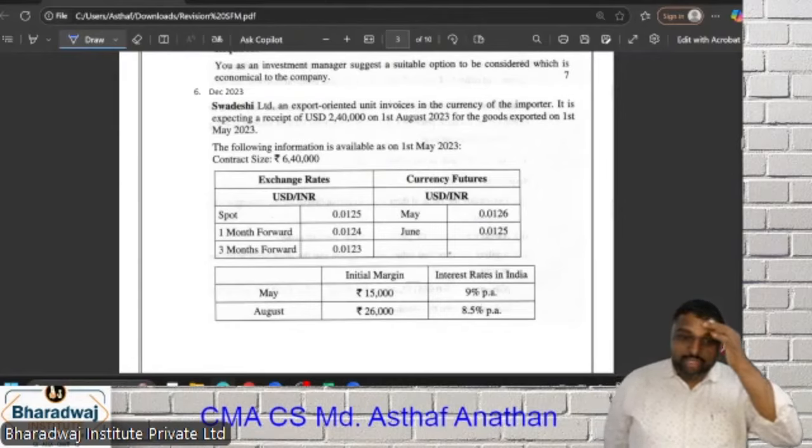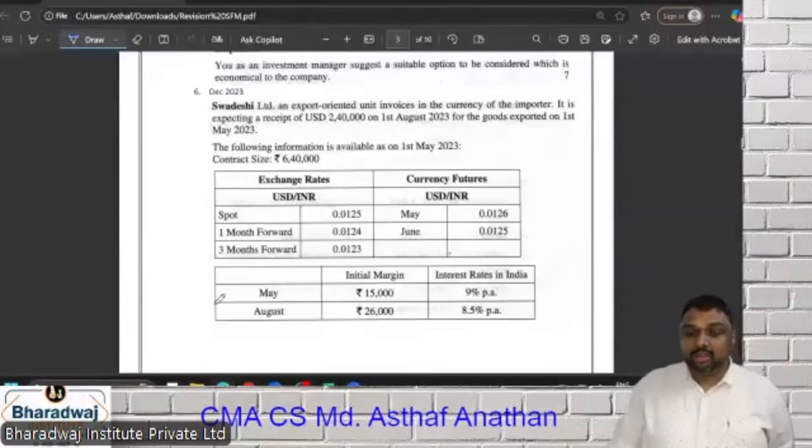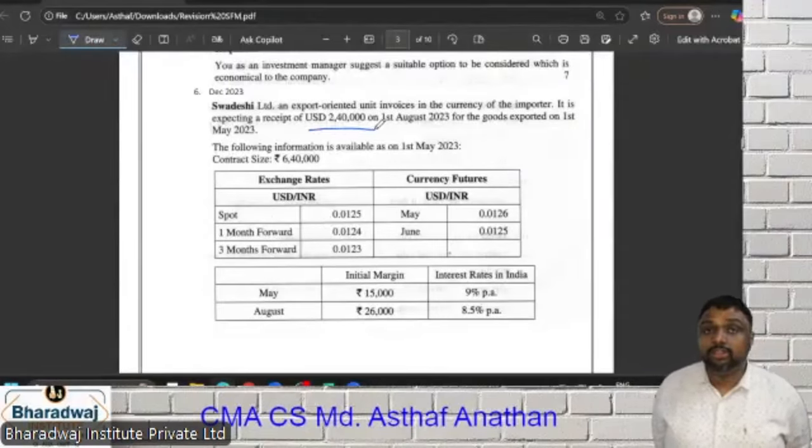So Swadesh is an export-oriented unit. It's in a currency of the importer. It is expecting receivables, so they are going to get US dollar 2,40,000 in the month of May 23.